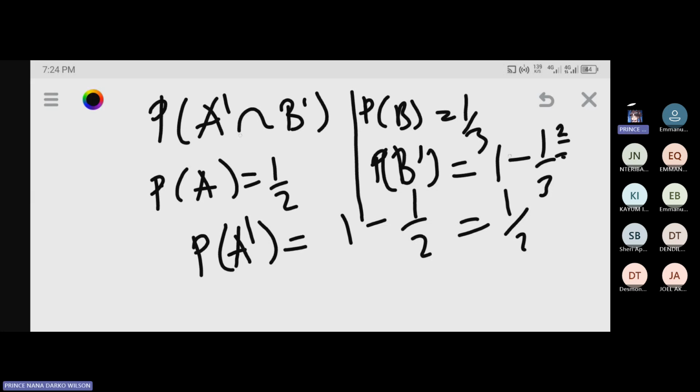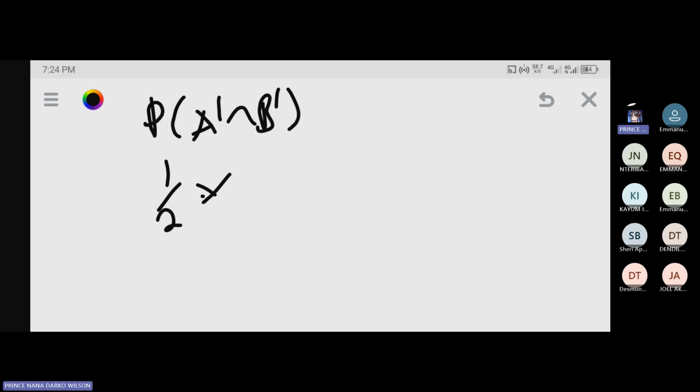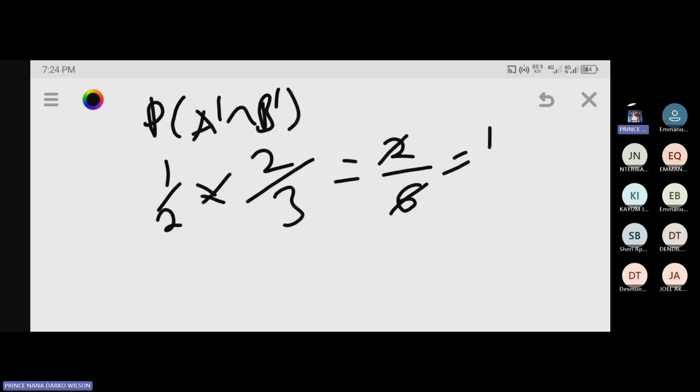Good. So since we know that the probability of A complement is 1 over 2 and that of B complement is 2 over 3, then the probability of A complement intersection B complement is just going to be the product of A complement, which is 1 over 2, and B complement, which is 2 over 3. And what that gives us is 1 times 2 is 2, and then 2 times 3 is 6. Simplify that and you're left with 1 over 3.